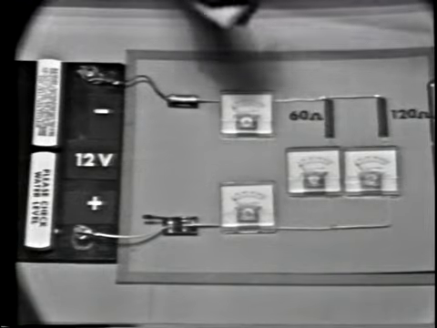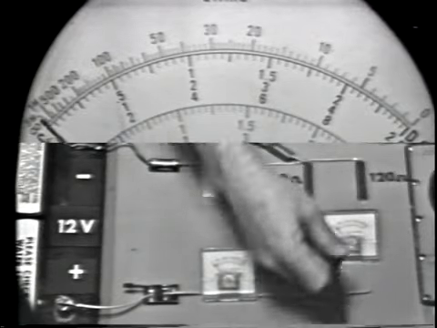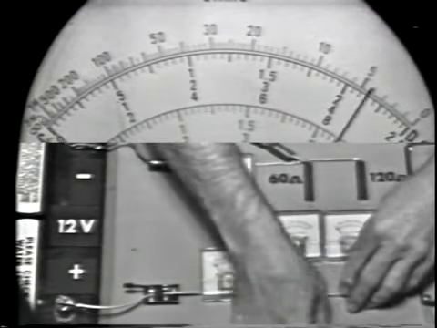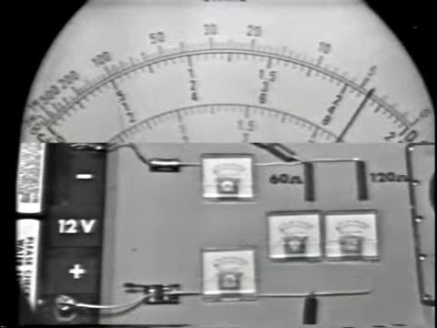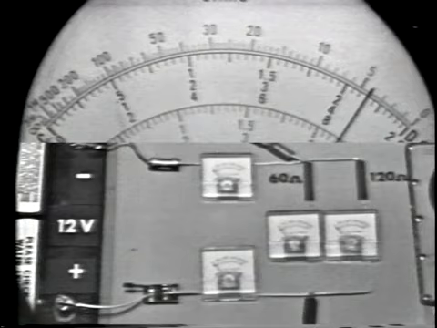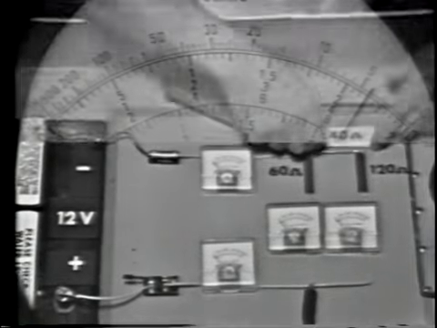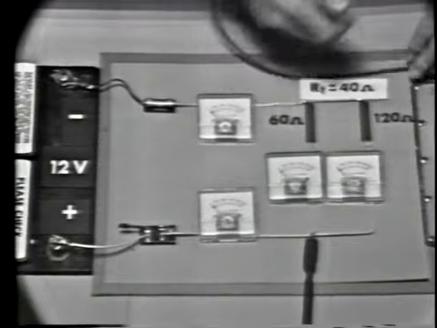Now, to measure total resistance, I'll connect one lead here and the other lead down here, like this. We get a reading of 4. We multiply 4 by the range switch setting, 10. We get 40 ohms. The meter tells us that total resistance is 40 ohms. Total resistance is smaller than either of the branch resistances. But why?